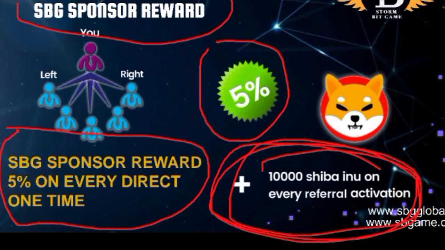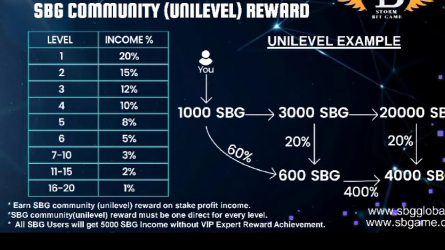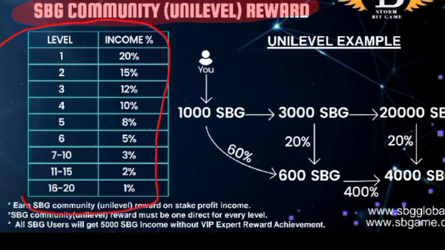The second one is the SGB UNILEVEL community UNILEVEL reward. In this type of reward you will receive first level to 20 level income. This is the UNILEVEL system, and in it you will receive 20 level income. So let's explain with an example how you will receive the 20 level income.